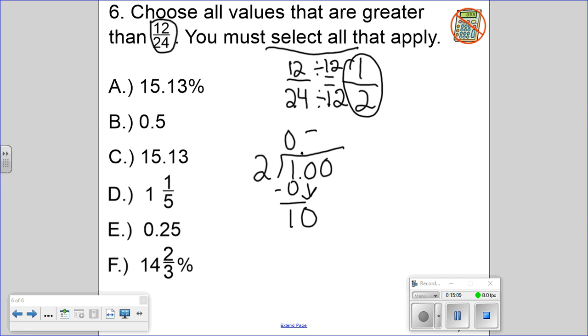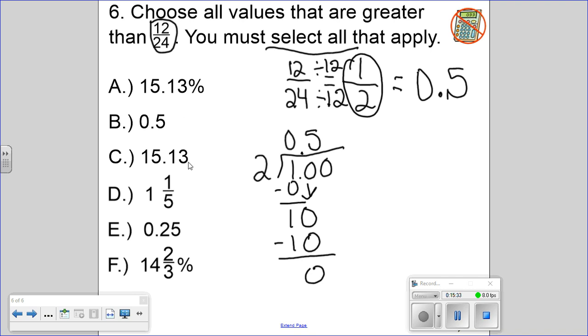5. 2 times 5 is actually 10 exactly. So I'm going to write my number down below, and then when I subtract, I have no remainder. So now I know my fraction 12 over 24, which is the same thing as 1/2, is equal to 0.5.